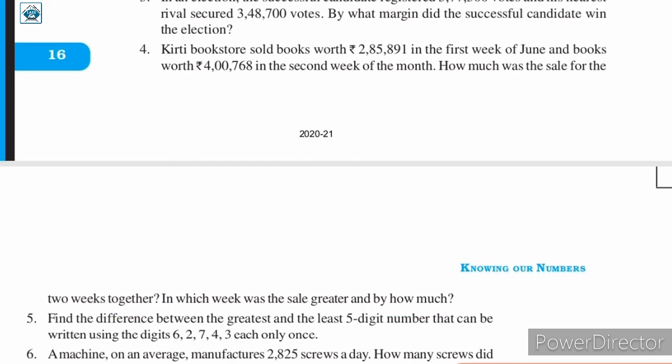That is, you need to subtract 2,85,891 from 4,07,68. So question number 4 is homework for you. You need to solve this question on your own and write the proper solution in your notebook.